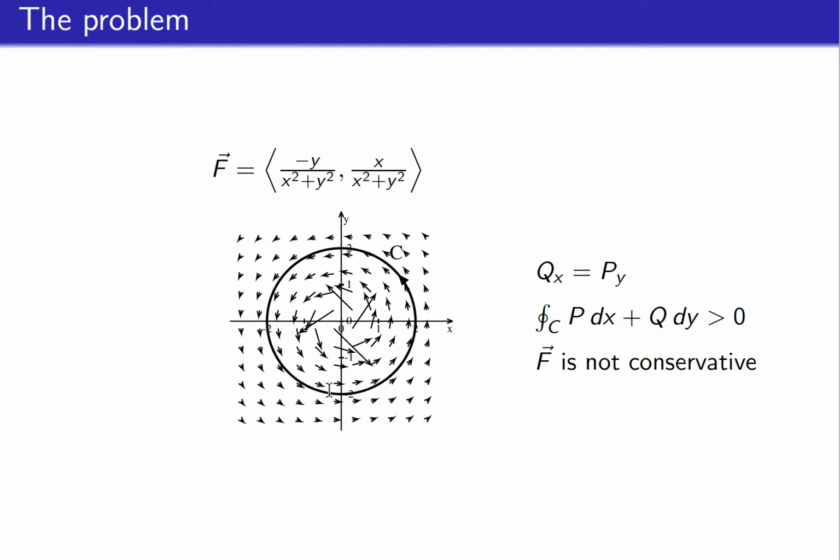You're going along this loop here, and always going with the arrows. So this integral is always positive. As we saw earlier, it was 2 pi. But the important thing is it's not 0. Okay. So in particular, it's not conservative.